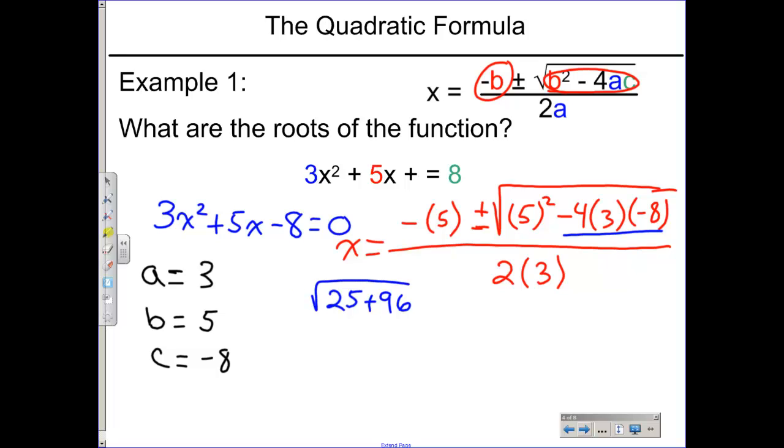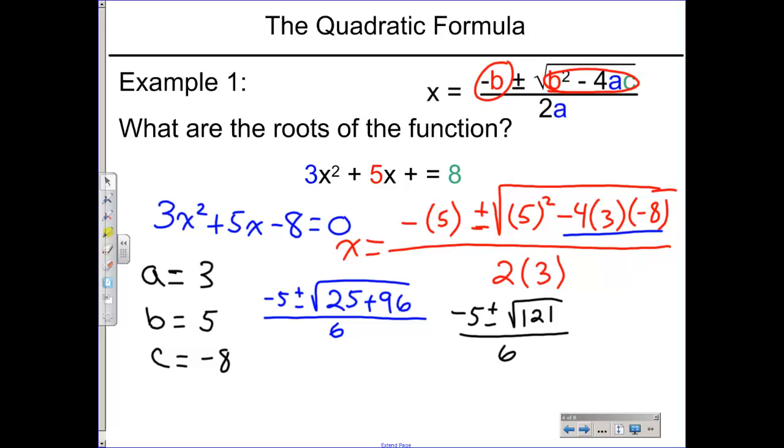Square root, plus or minus, negative 5 all over. And I'm going to go ahead and do the 2 times the 3 and call it 6 right now. Okay, underneath the radical you have 25 plus 96, so add those together and you'll see we come out with 121. So we have negative 5 plus or minus the square root of 121 all over 6.